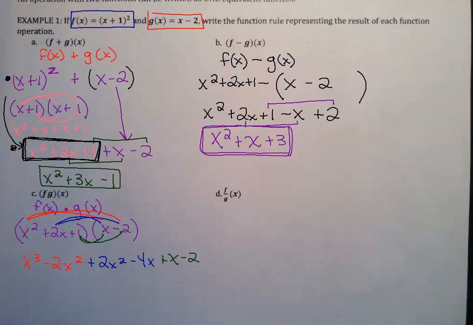Okay, so now we need to combine like terms. There's only 1 x cubed. The next ones cancel, right? We have a -2x squared and a positive 2x squared. -4x plus x is -3x, and -2.